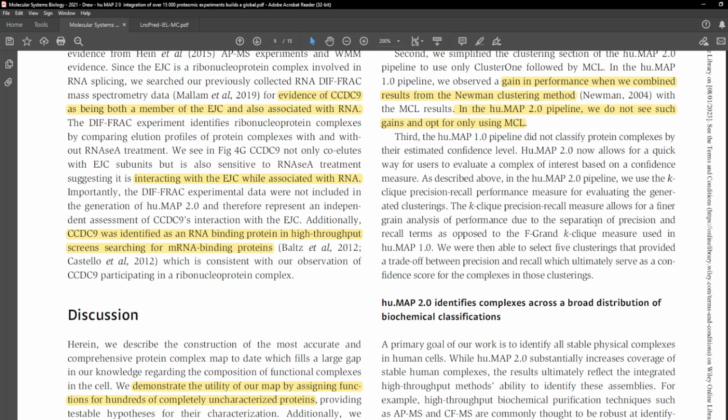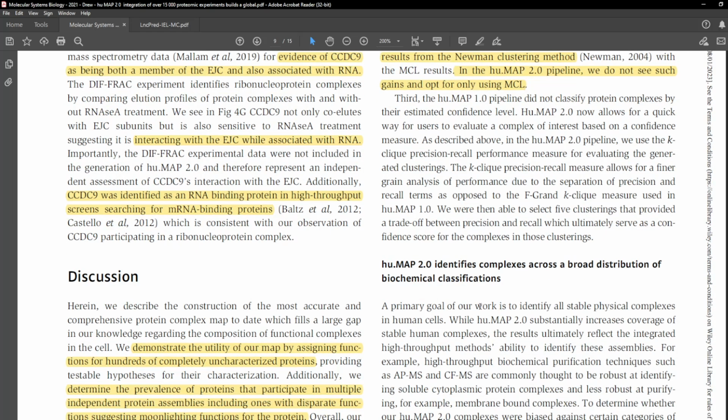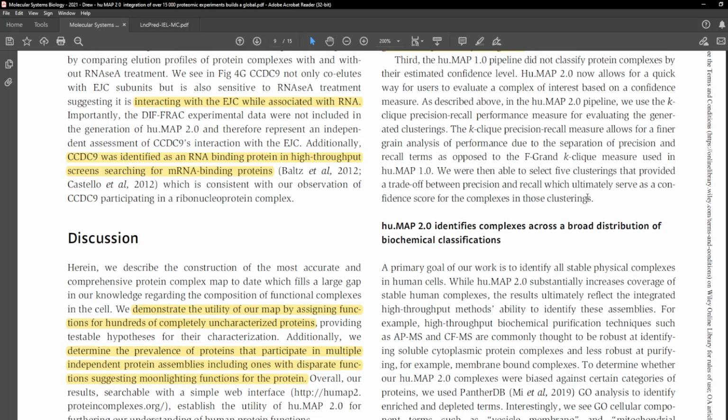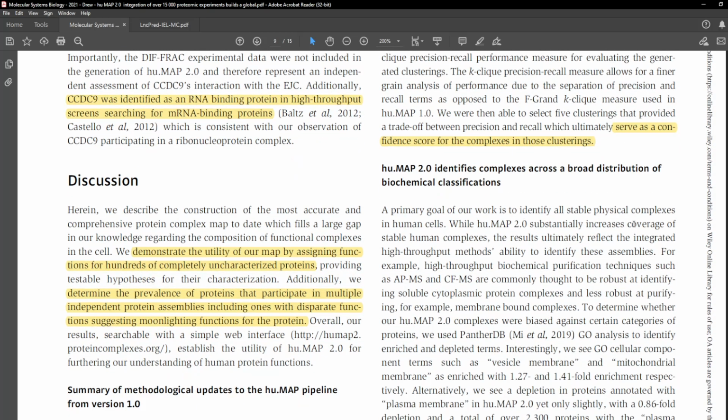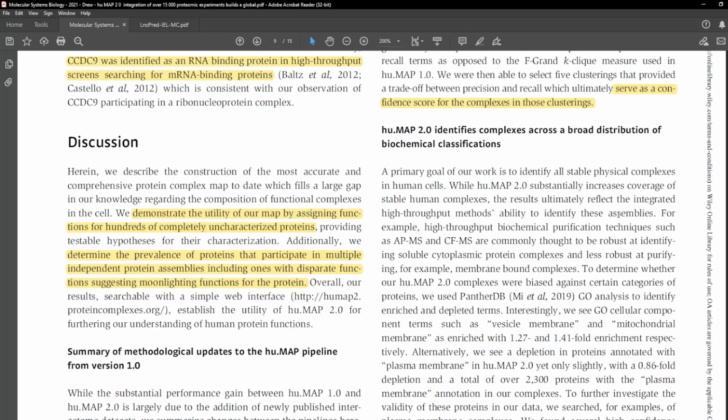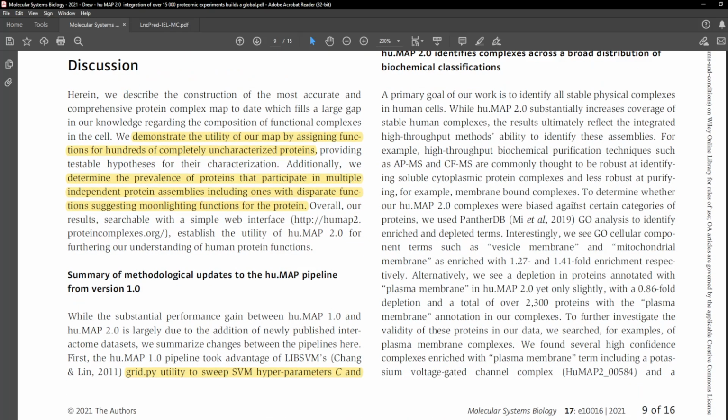Hu.MAP 2.0 identifies complexes across a broad distribution of biochemical classifications. A primary goal of our work is to identify all stable physical complexes in human cells. While Hu.MAP 2.0 substantially increases coverage of stable human complexes, the results ultimately reflect the integrated high-throughput methods' ability to identify these assemblies. For example, high-throughput biochemical purification techniques such as APMS and CFMS are commonly thought to be robust at identifying soluble cytoplasmic protein complexes and less robust at purifying, for example, membrane-bound complexes.